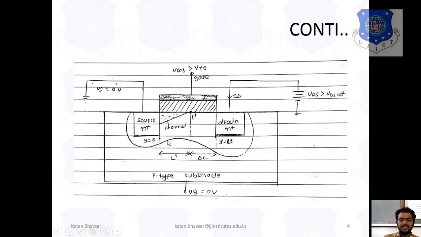Now as you can see, this situation is similar to the pinch off point. The channel is established first, and if you increase VDS more and more near the drain terminal, after some time this scenario is established when we are talking about channel length modulation. And also make sure that we assume VB is equal to 0, meaning substrate bias effect is equal to 0 in this particular situation.